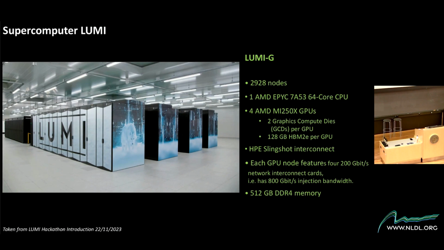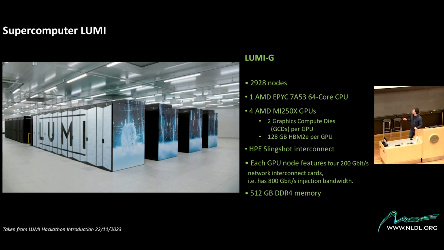So the LUMI partition G, which has GPUs, consists of about 2,000, almost 3,000 nodes. It consists of AMD CPUs. Each node has 64 CPU cores, and on each node, it has 4 AMD MI250X GPUs, such that each AMD GPU consists of 2 graphics compute dies sitting together.